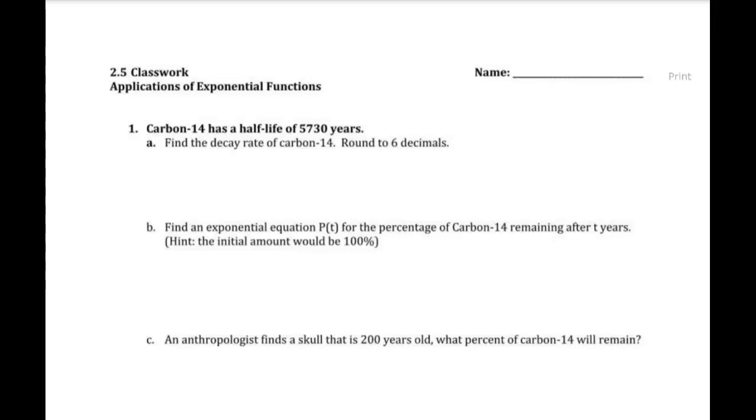Today I'm going to show you how to do some of these problems from the 2.5 practice. So carbon-14 has a half-life of 5,730 years. Keep in mind, we don't care that it's named carbon-14. All we care about is the half-life. So to find the decay rate, we've called it growth factor. It's really like a decay factor, decay rate. It's all finding our b, because again, our general form is y equals a b to the t.